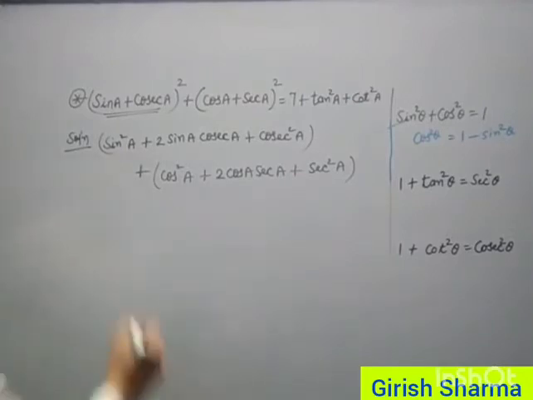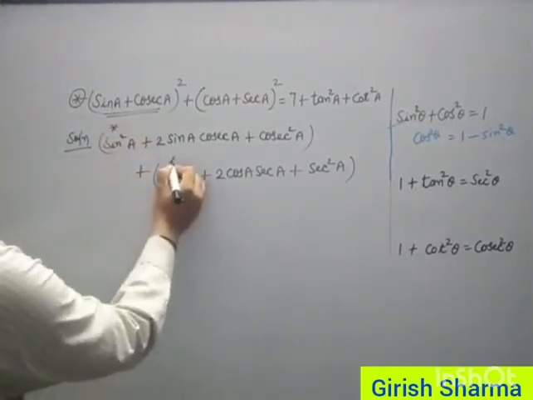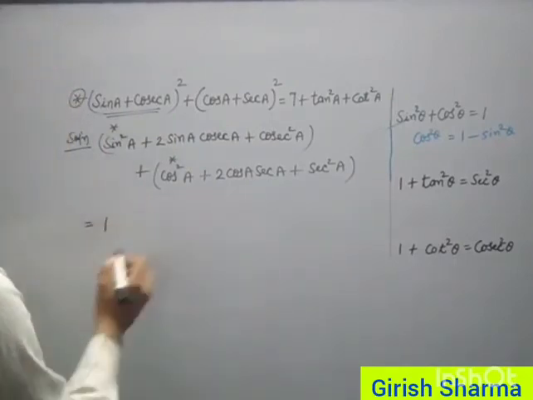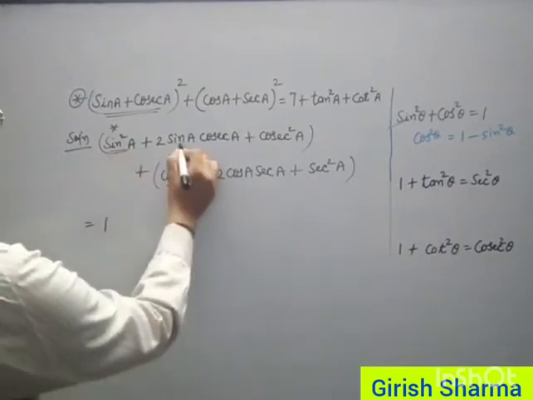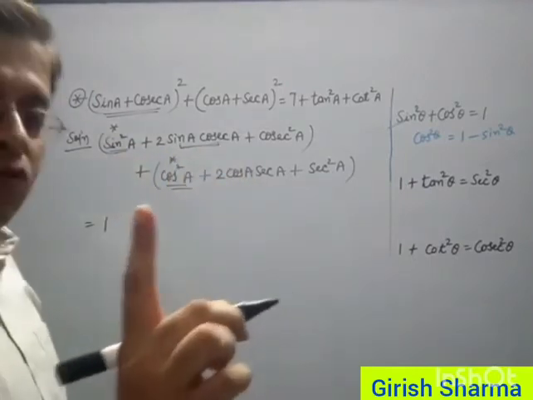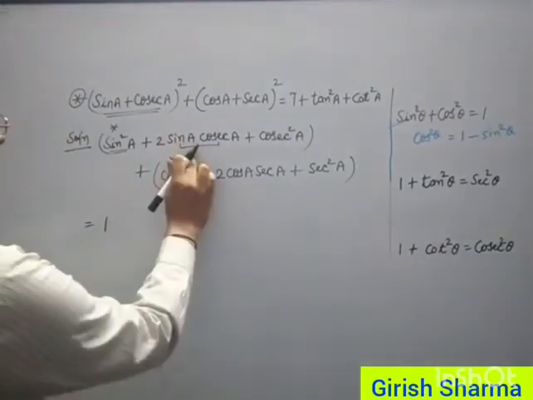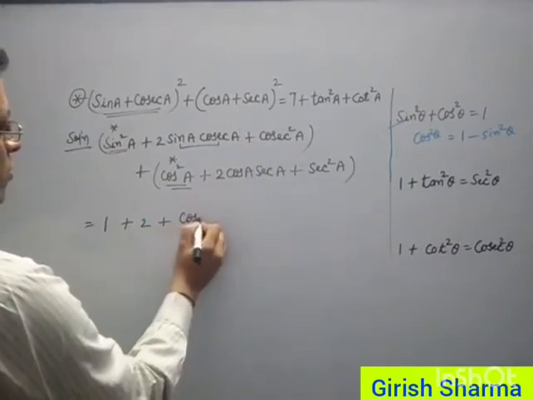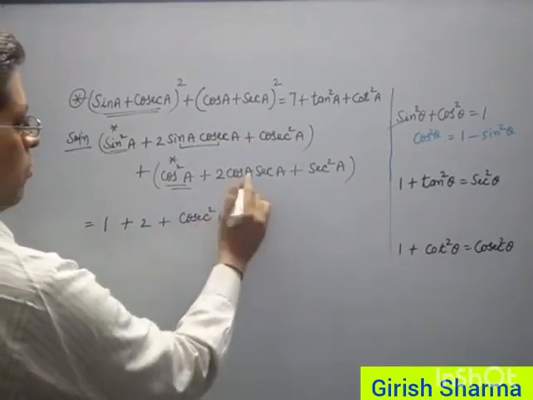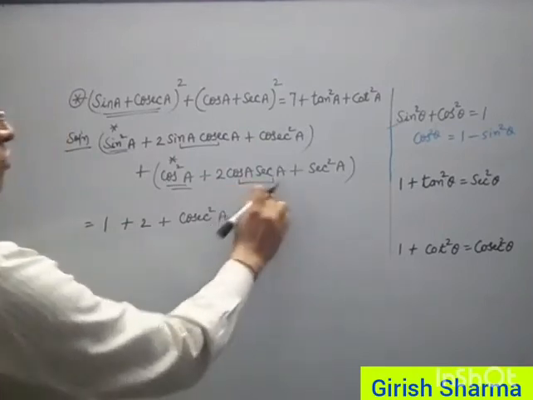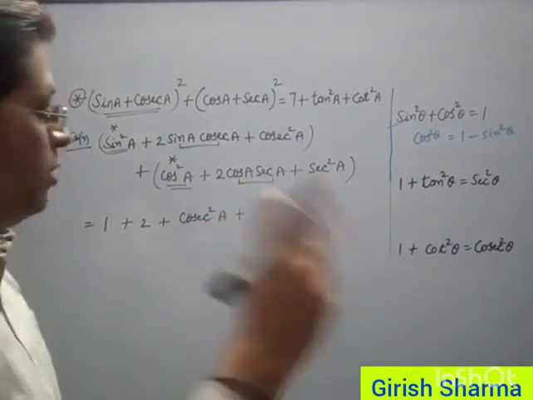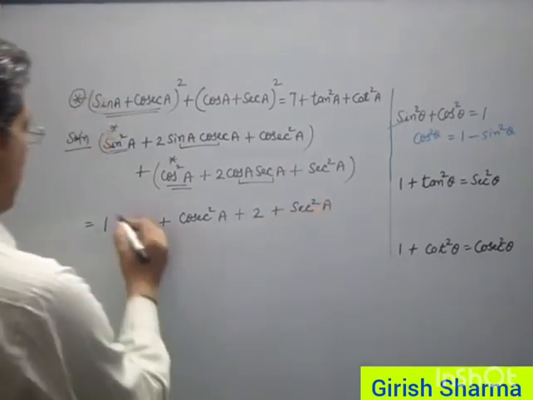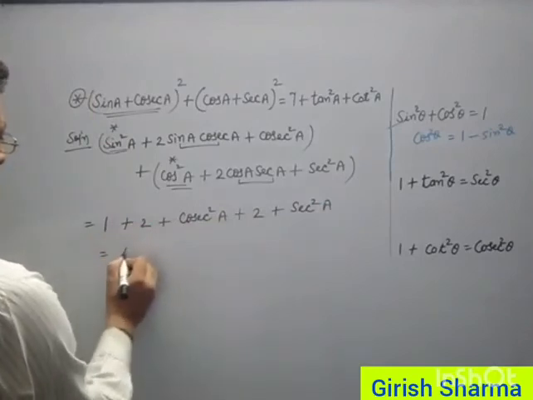Now see, this sin square A plus cos square A is what? 1. This is 1. Both gone. And sin A into cos A is also 1. Okay, this is 1, then what is remaining? 2. Then cos A square A as it is. Here same. Cos A into sec A is what? 1. 1 into 2 is 2. And sec square A is as it is. Now count. 2 plus 2 is 4. 4 plus 1 is 5.